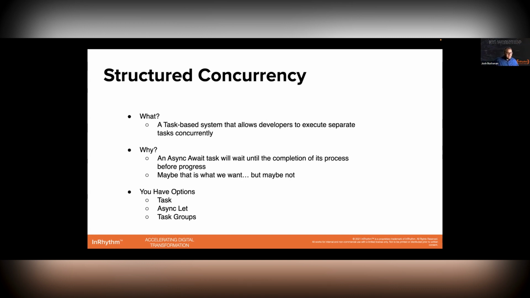So structured concurrency is how we take the different pieces of async await and tasks and task groups, bring them all together to give you that control to really optimize what it is you're trying to do. Again, we want to be making sure we're taking full advantage of the power of these devices that we have in our pocket, the power of the apps that we're giving to consumers.